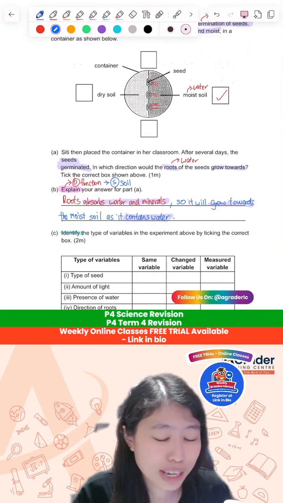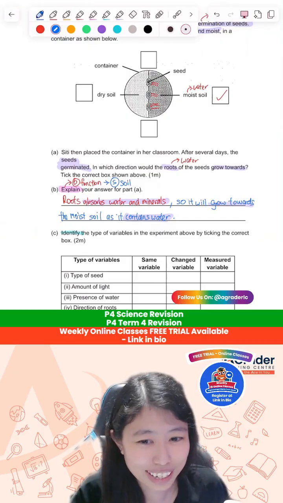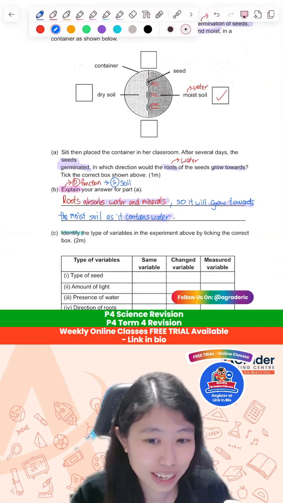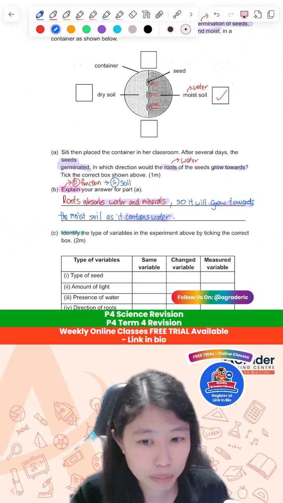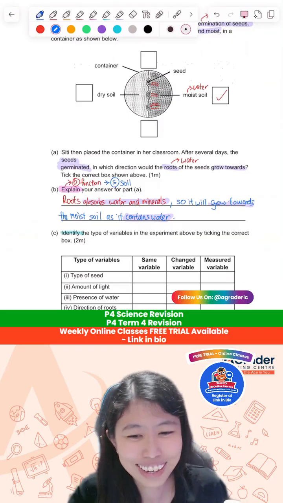Don't get confused. Zeddy's one is not even tested in PSLE. So you all can just focus on what I explained. Okay, can? This is P4. Even PSLE won't test on that. Usually you just need to remember seeds, living things, all living things need water.